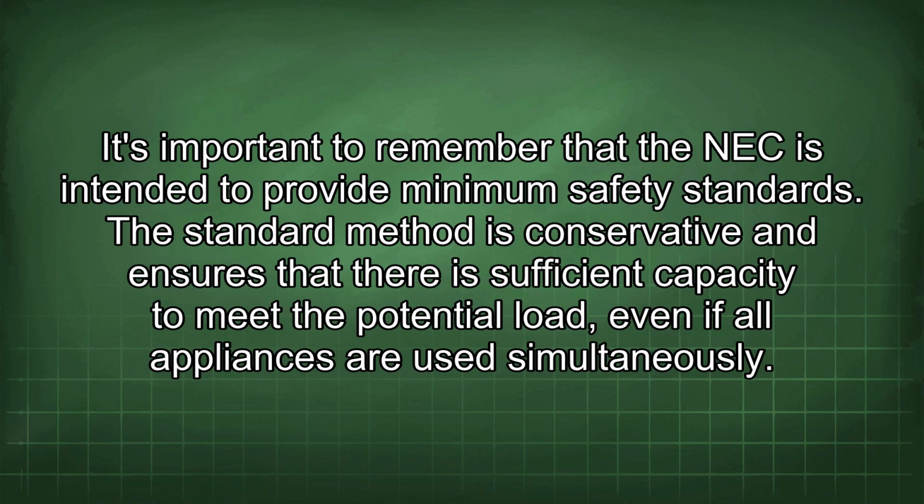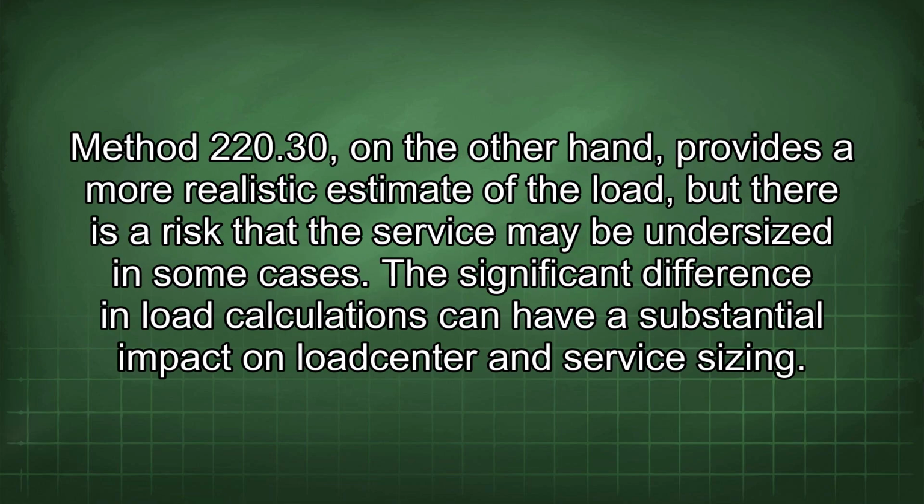It's important to remember that the NEC is intended to provide minimum safety standards. The standard method is conservative and ensures that there is sufficient capacity to meet the potential load, even if all appliances are used simultaneously. Method 220.30, on the other hand, provides a more realistic estimate of the load, but there is a risk that the service may be undersized in some cases.